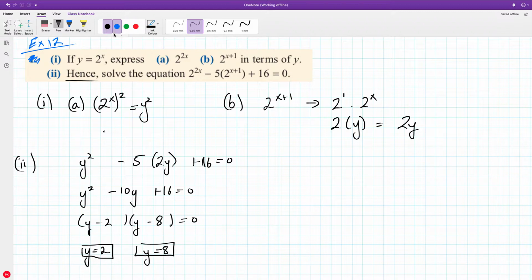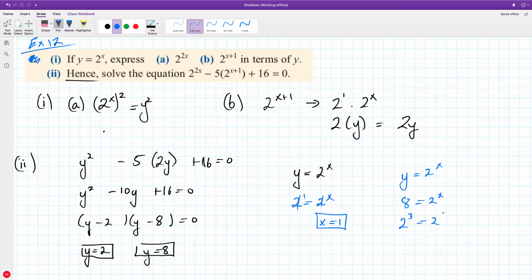But we figured out at the beginning, we were looking for x, not y. We figured out at the beginning that y is equal to 2 to the power of x. So, if y is 2, 2 is equal to 2 to the power of x. 2 to the power of what? 1. Therefore, x is equal to 1 there. This time y is 8, so 8 is equal to 2 to the power of x. We turn 8 into what? 2 to the power of 3 is equal to 2 to the power of x. x is equal to 3. The 2s cancel. Right.